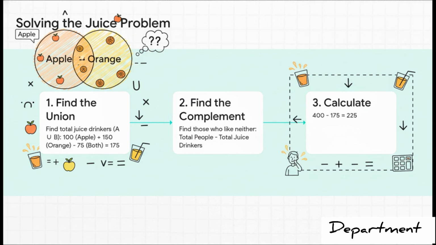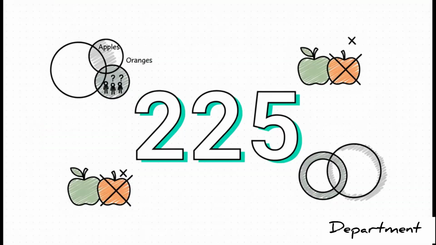We've got 400 people. First step is to find out how many people like at least one of the juices. That's the union. So we use our formula, 100 apple drinkers plus 150 orange drinkers minus the 75 who like both. That gives us 175 total people who drink juice. Now, to find who likes neither, we just take our grand total of 400 people and subtract that 175. And there it is, 225 people. That's our answer. That's how many people in this survey like neither apple nor orange juice. See how powerful that simple formula is?